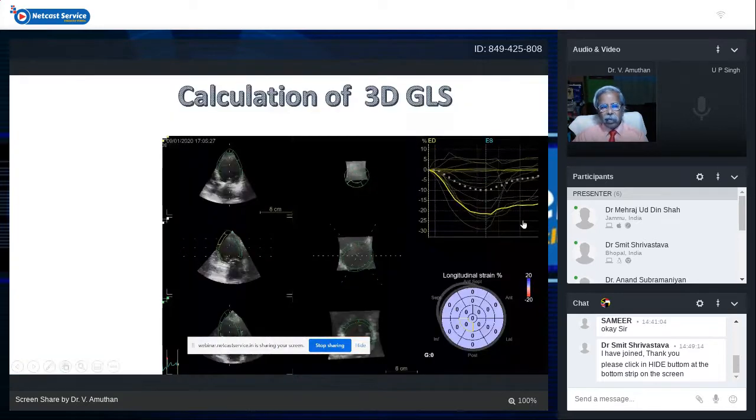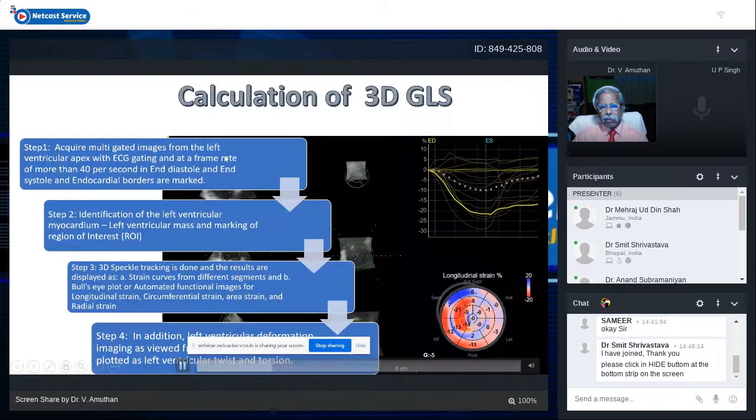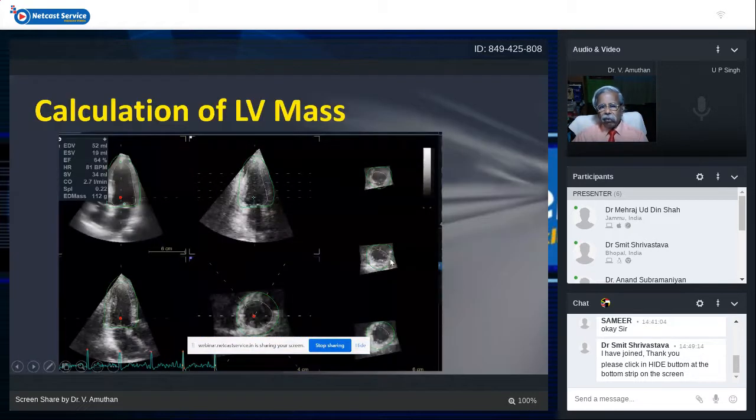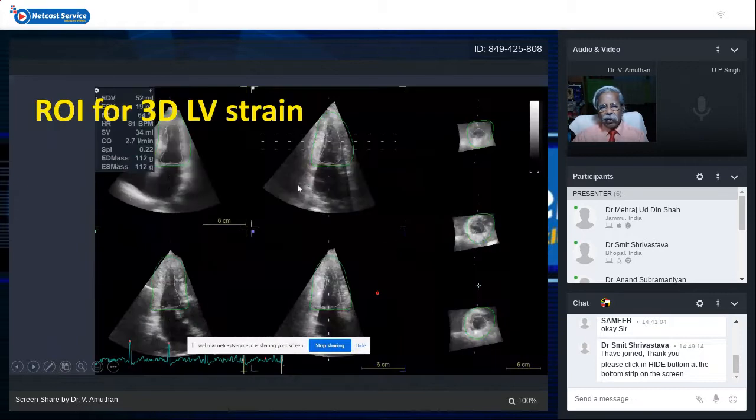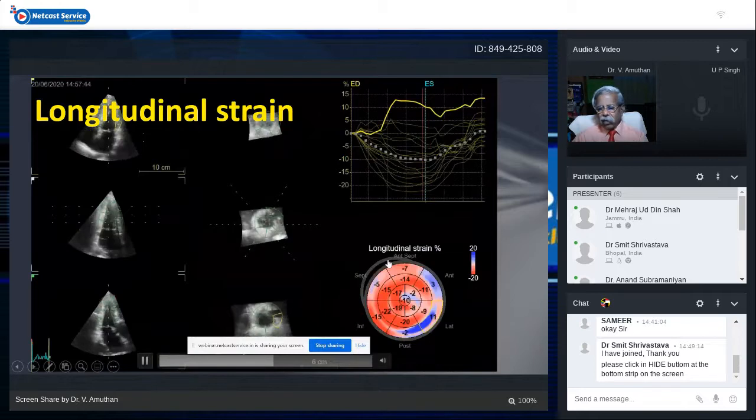So you can see here, step 1 is acquiring the multi-gated image from the left ventricular apex, and then identification of the left ventricular myocardium, that is the tracking of the epicardium, and then the 3D speckle tracking is done. In a single beat, you can have longitudinal strain GLS, and this is the calculation of the LV mass. This is the 3D LV strain replacement of the region of interest, and then this is the GLS and the longitudinal strain, which is available immediately at the click of a button.